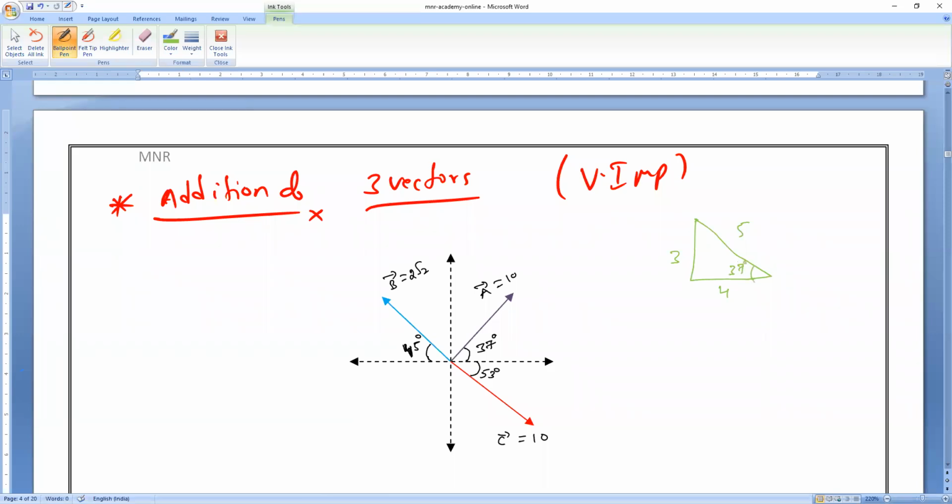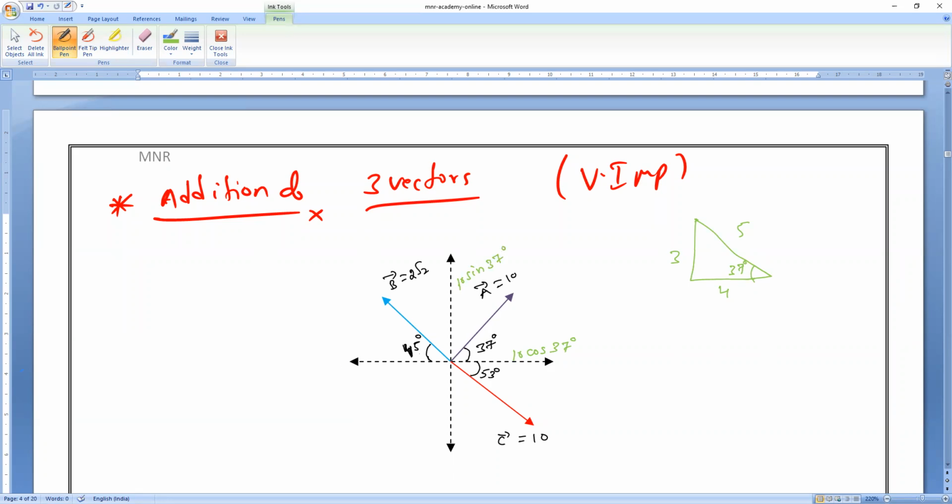37. So now, for the x-axis, what will come out of this one? 10 cos theta. Clear? Yes, sir. Next, here, what will come? 10 sine 37.